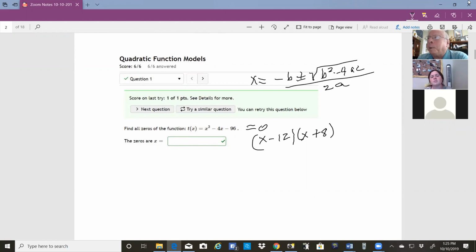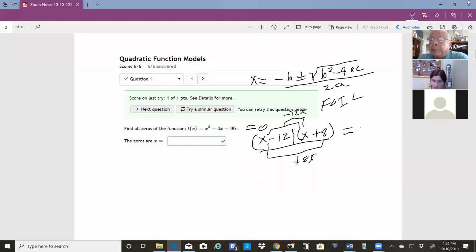Okay, does everybody remember how to FOIL to check your work? To check that you multiply this out, you go first, outside is plus 8x. The inside is minus 12x. So to add those together, you get minus 4x. And then minus 12 times 8 is minus 96.